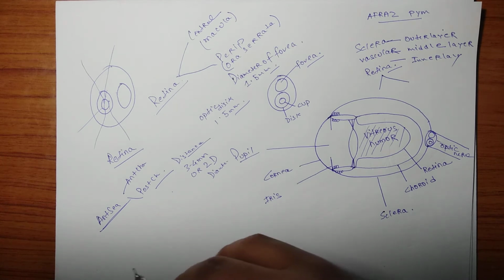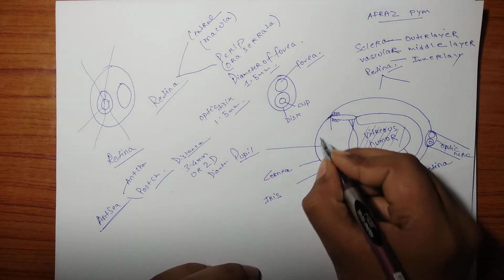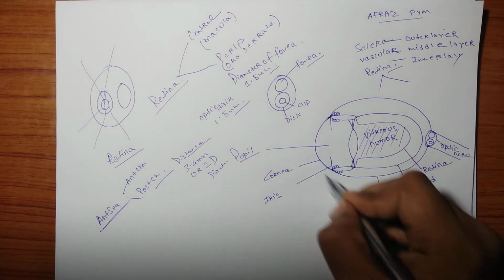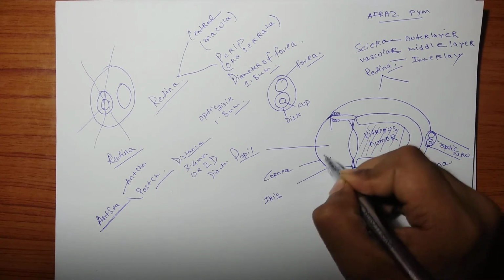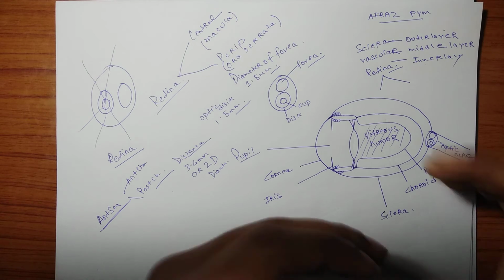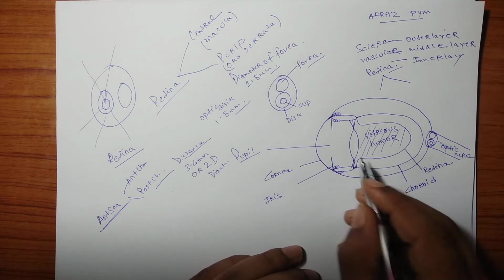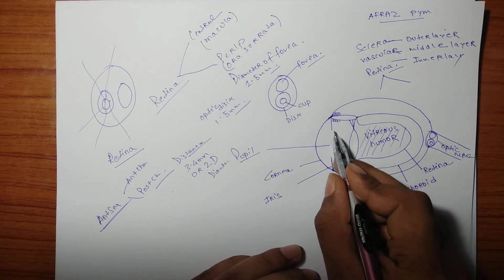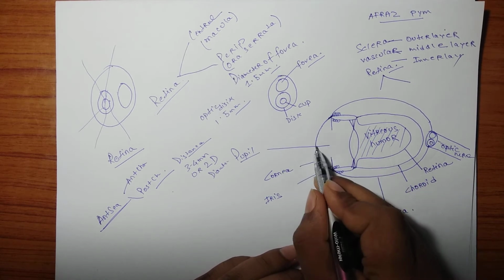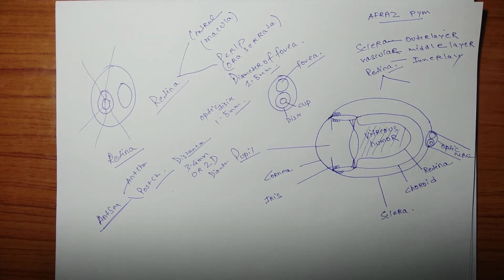Now, what is your anterior chamber? The space behind the cornea and in front of the iris is known as the anterior chamber, and the space behind the iris and in front of the lens is known as the posterior chamber. From here is your posterior chamber, this is your anterior chamber, and from here till here is your anterior segment, and structures behind the lens are known as the posterior segment.